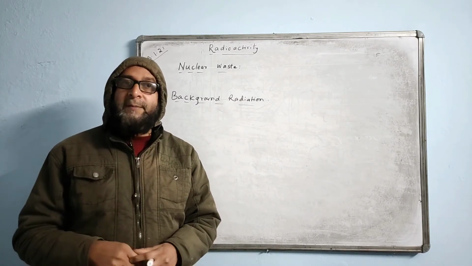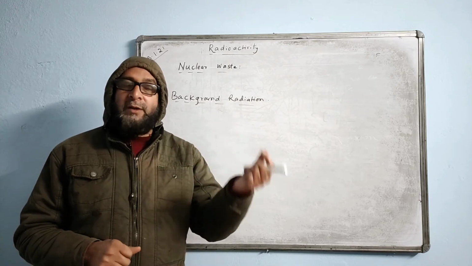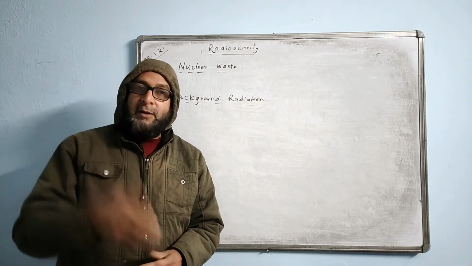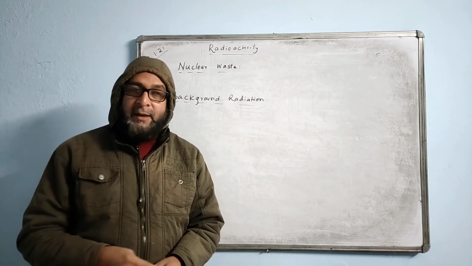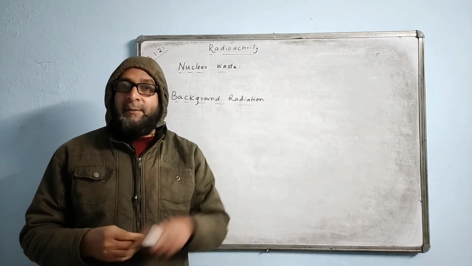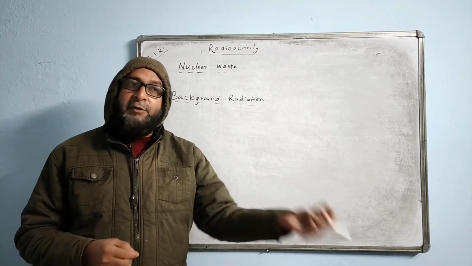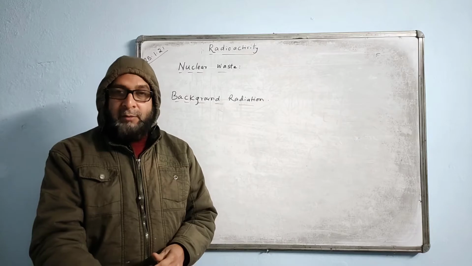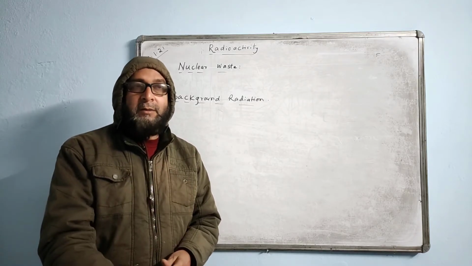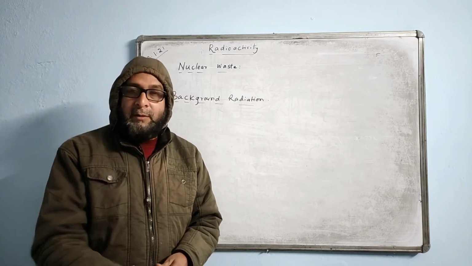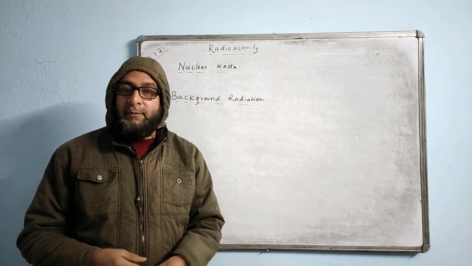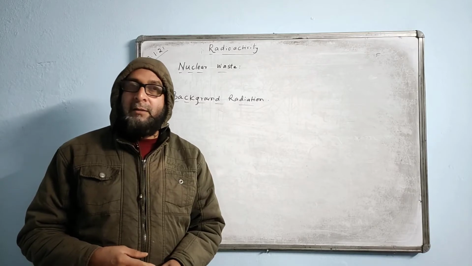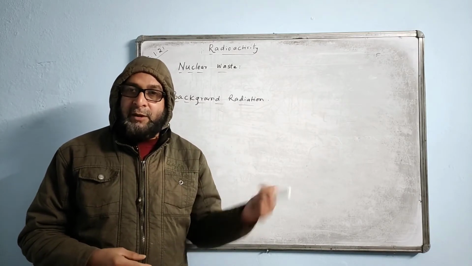There are two sources of background radiations, external source and internal source. What are the external sources of background radiations? We say solar energy, cosmic rays, radiation from volcanic mountains, radiation from the radioactive mines, radiation from the crust of the earth. From the earth's crust we get some radiations. So these radiations are the external source of background radiations.